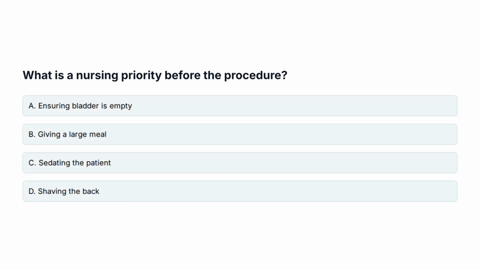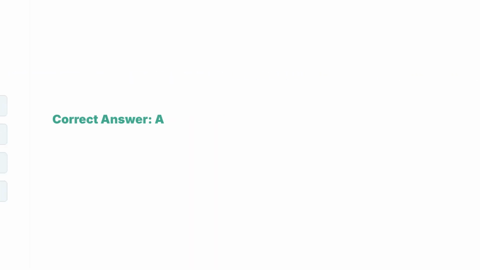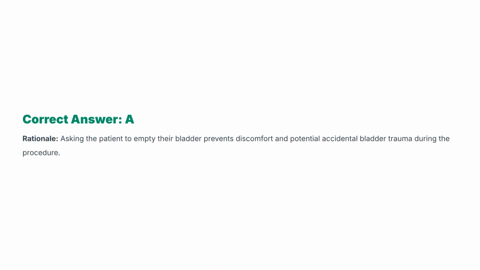What is a key nursing priority before the lumbar puncture procedure begins? The correct answer is A. Ensuring the patient empties their bladder prevents discomfort and reduces the risk of accidental bladder trauma during the procedure.